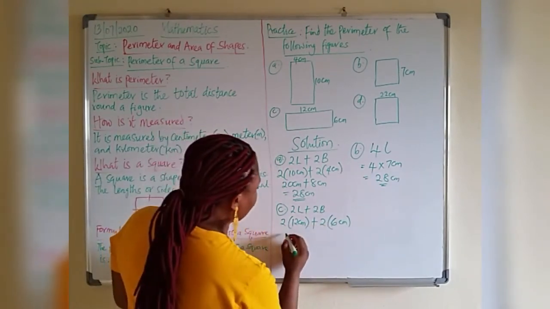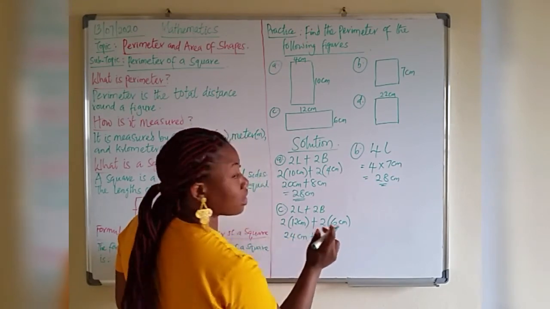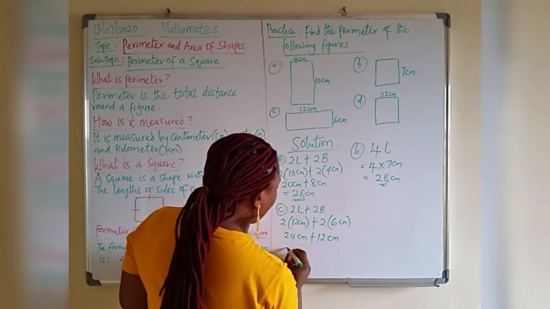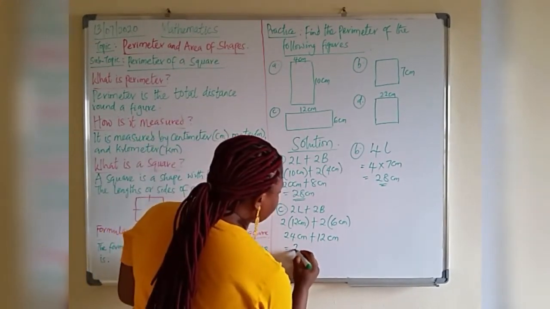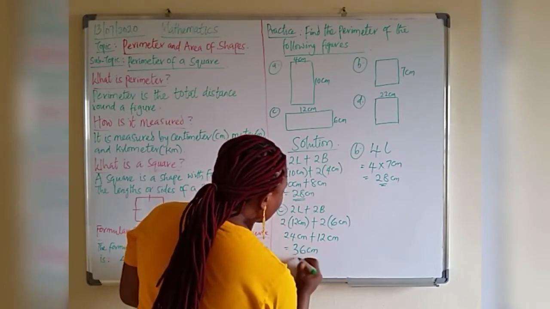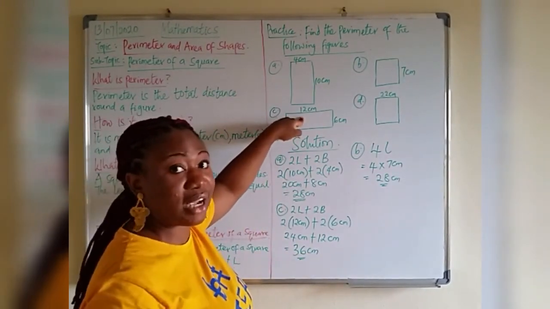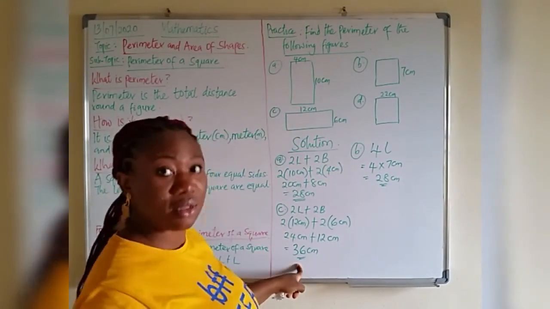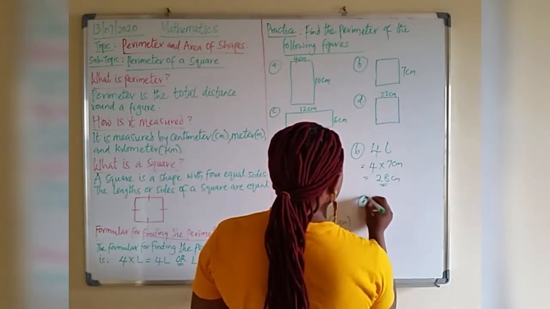So 2 times 12 will give you what? 24 centimeters. Plus 2 times 6 will give you what? 12 centimeters. Therefore, 24 plus 12 is going to give you what? 36 centimeters. Therefore, the perimeter to our second rectangle and our third figure on the board is what? 36 centimeters. Now let's take the fourth one.